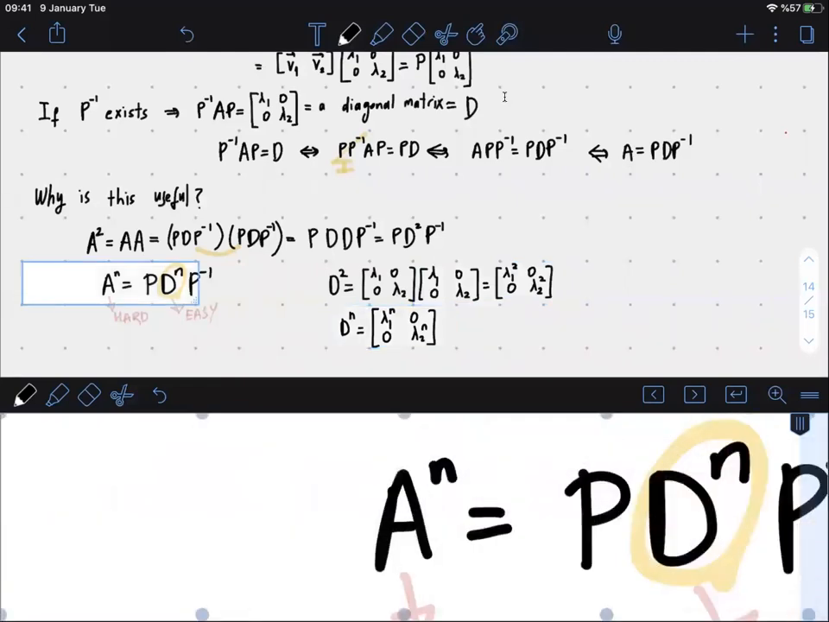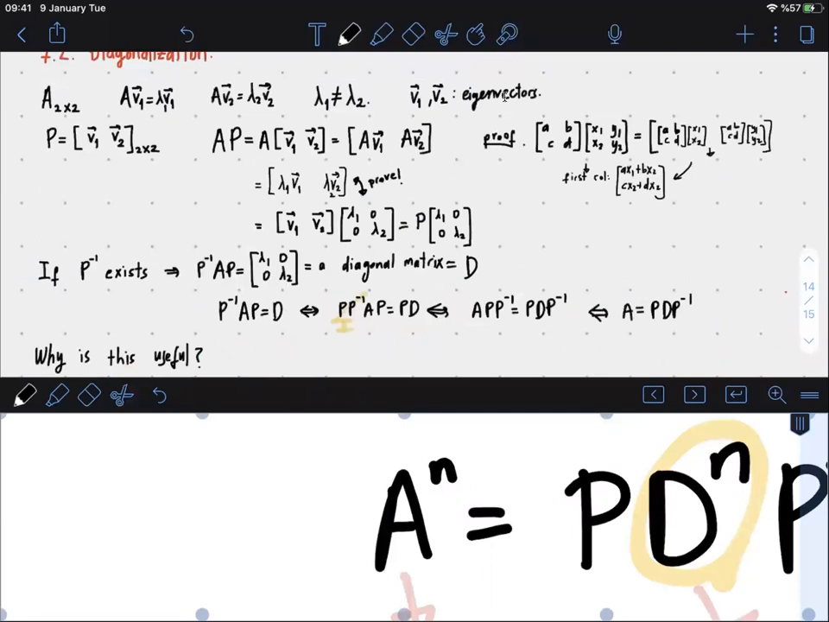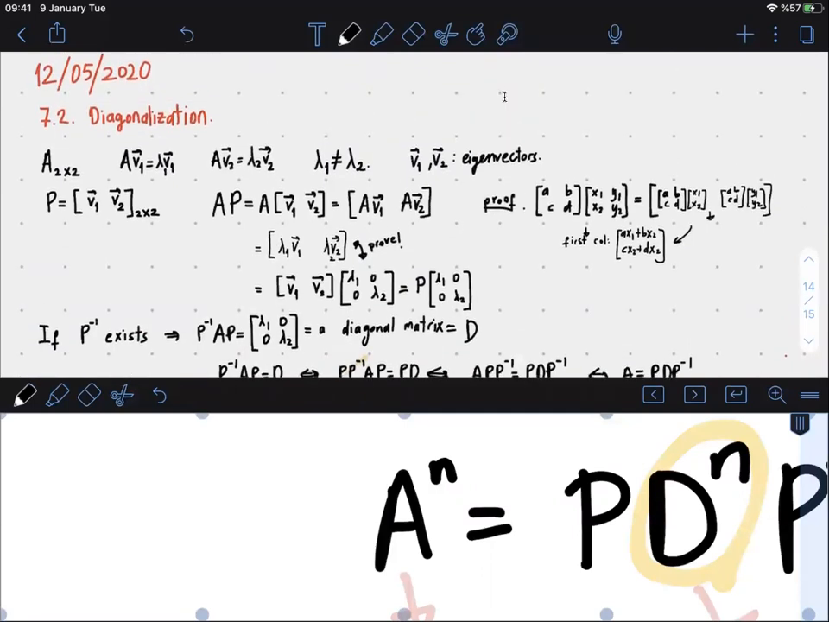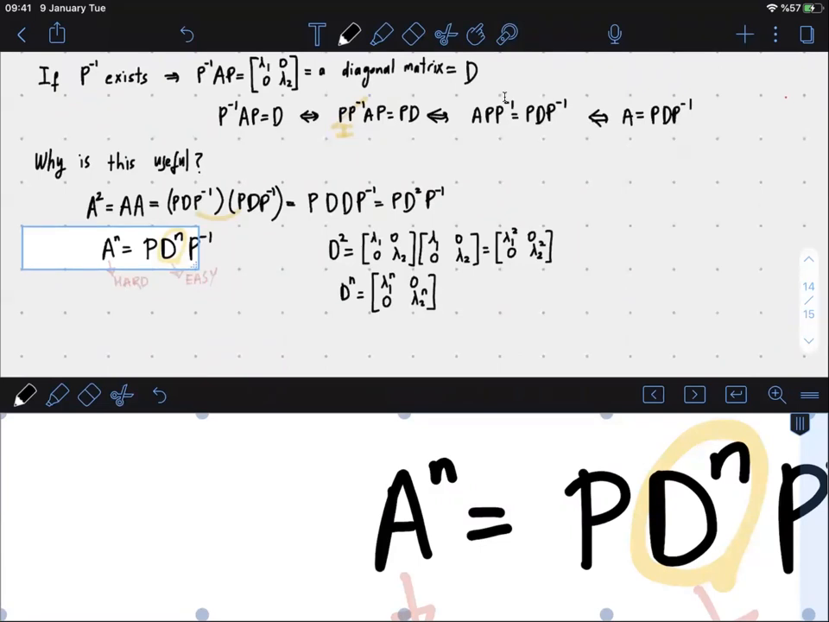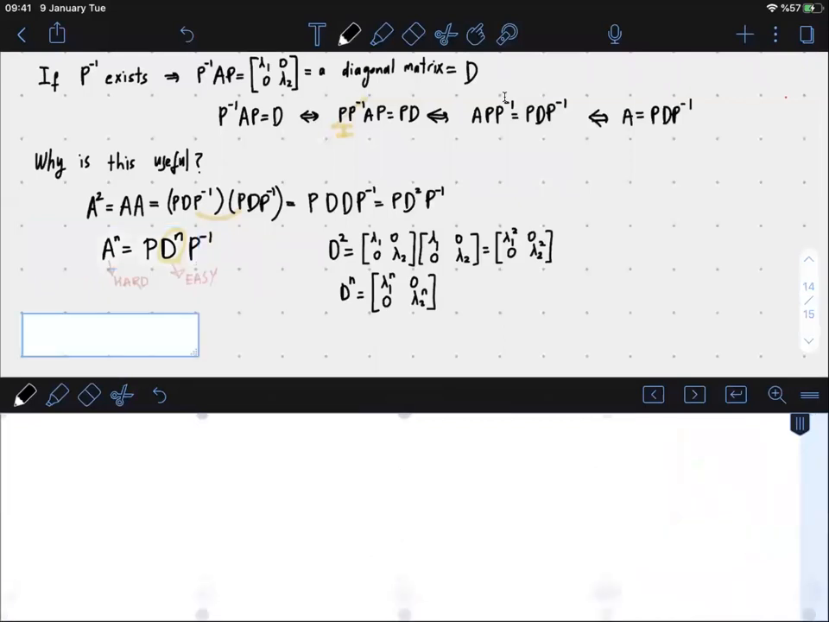But this part was hard. So if I know that I can diagonalize this, then finding the powers of the matrix is very easy. But why is finding the powers of a matrix important?